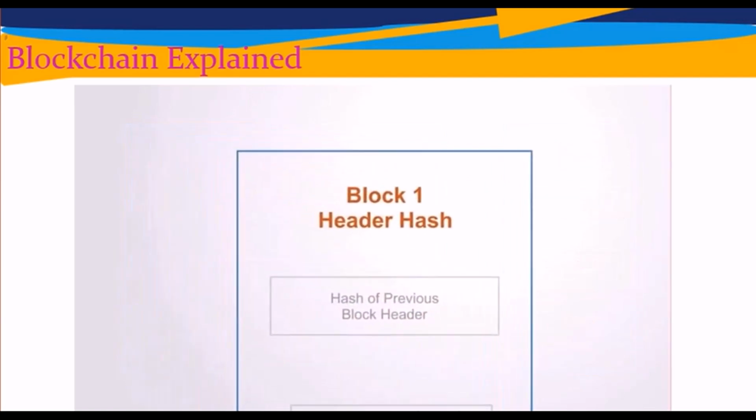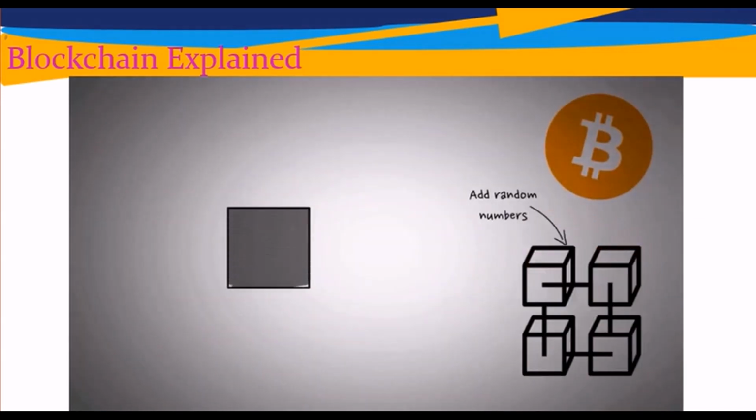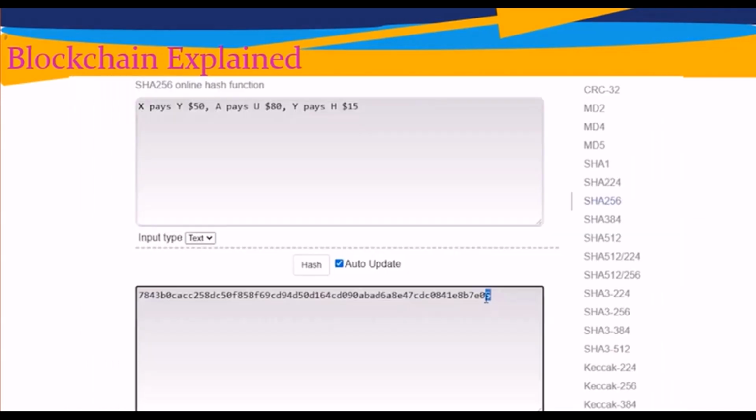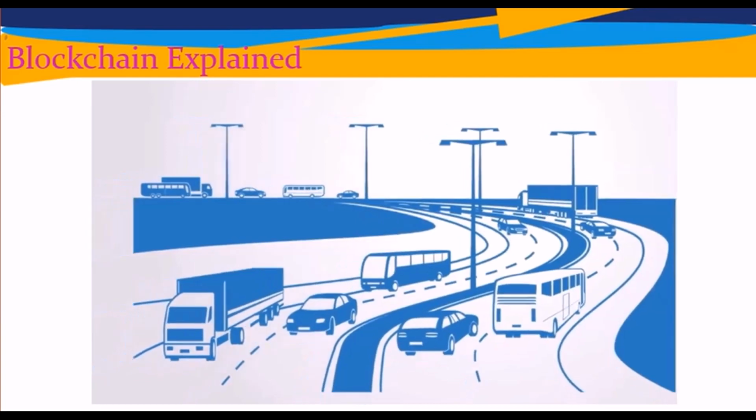Falsifying a single record would mean falsifying the entire chain in millions of instances. That is virtually impossible. Bitcoin uses this model for monetary transactions, but it can be deployed in many other ways.